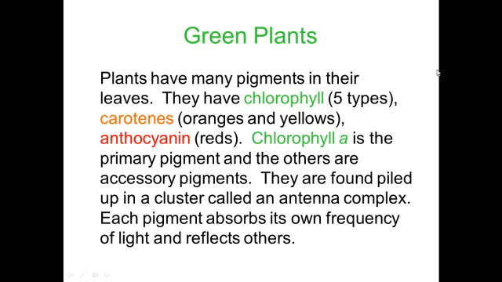All of these different pigments are found in piles. A pile of pigments is called a photosystem. And at the very top of the photosystem, you'll have a chlorophyll A molecule.